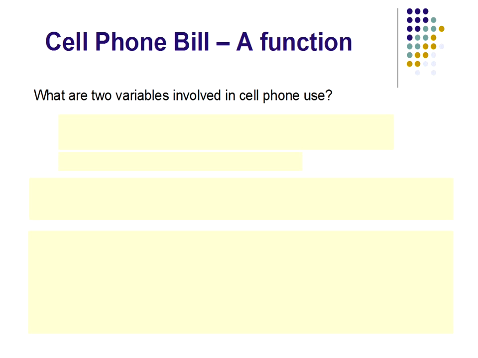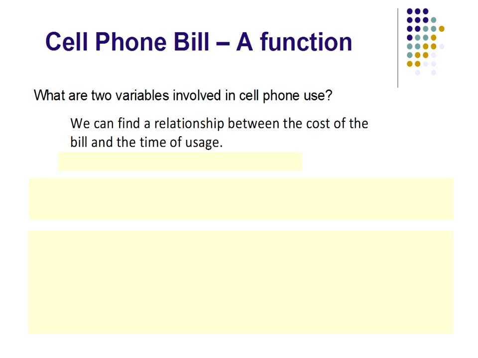So let's look at another function. If we looked at the two variables involved in a very basic cell phone plan, we might consider that they would be the relationship between the cost of the bill and the time of usage. And of course, the cost depends on the time. So the time is going to be our X value, and the cost is going to be the Y value. Those are supposed to be quotation marks. I don't know what's going on there with my little marker, but anyways.